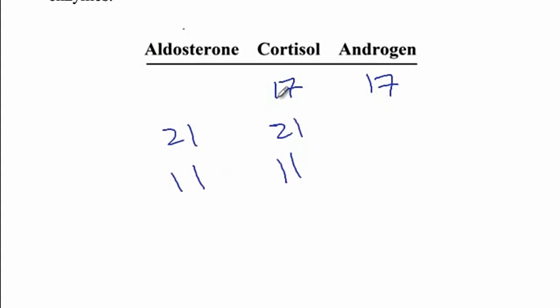Now let me ask you a question. What happens if there is a defect of the 17 alpha hydroxylase enzymes? So if there is a defect of 17 alpha hydroxylase, therefore cortisol and androgen would not be produced, and therefore there would be excess production of aldosterone.